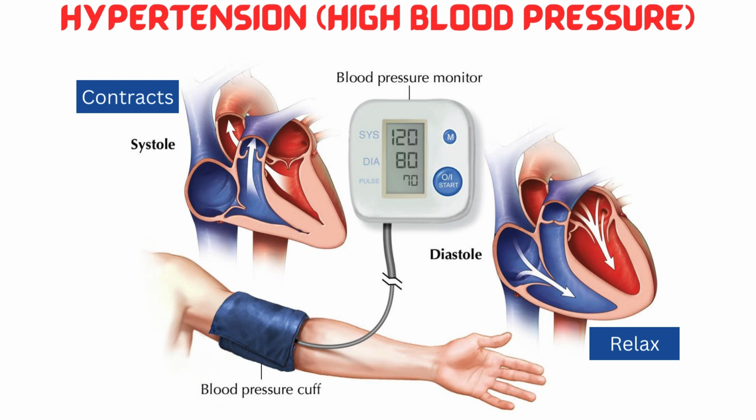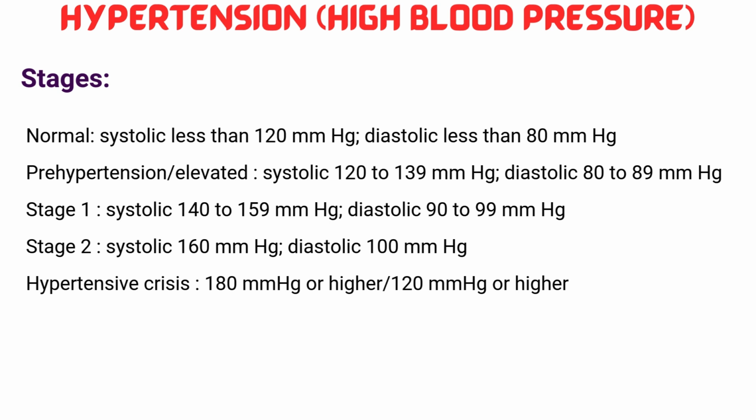So what is hypertension? Hypertension is defined as a systolic blood pressure greater than 140 mmHg and diastolic pressure greater than 90 mmHg based on two or more measurements. Hypertension can be classified into different stages.